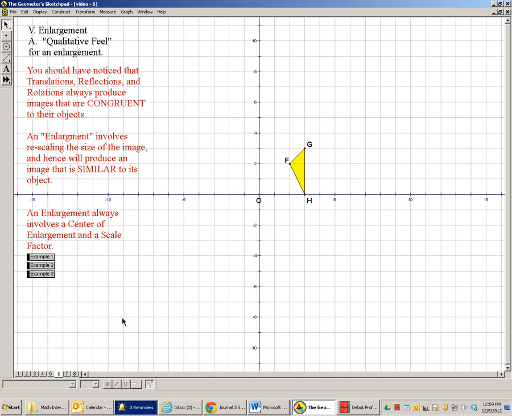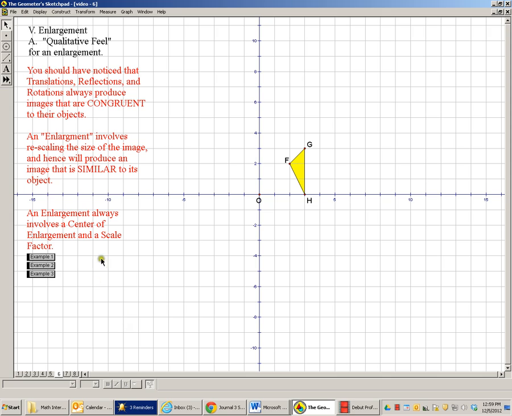Okay, let's move on to enlargements and the qualitative feel for an enlargement. First off, here's an observation I need to be explicit about. You should have noticed that the translations, reflections, and rotations that we've looked at so far have always produced images that are congruent to their objects.